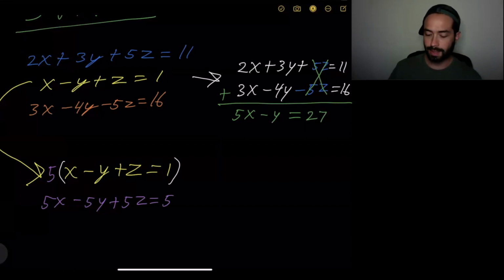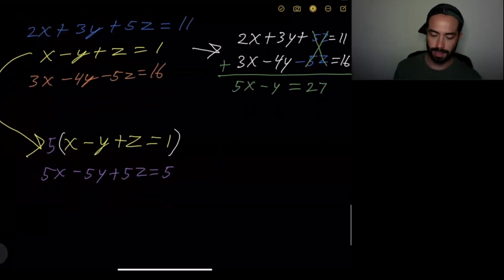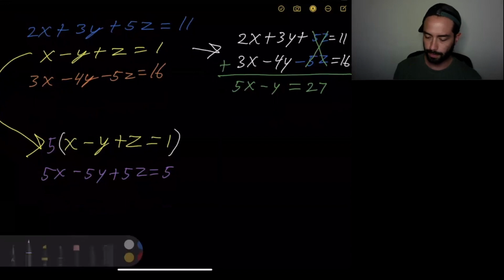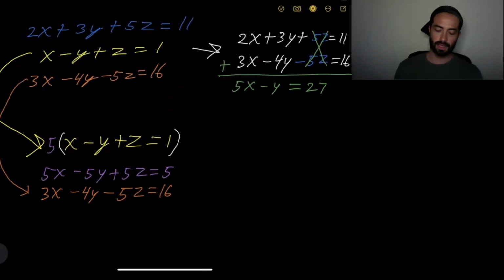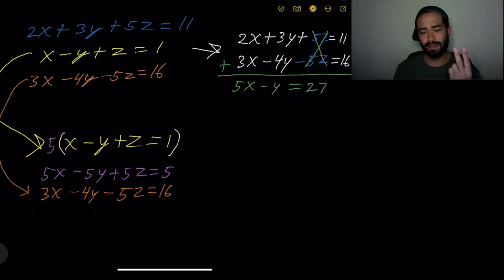All right, and now we can bring down one of the other equations. So let's see, which one do we want to use? Okay, so now I can just take those two equations and combine them. And again, because we have a positive 5z and a negative 5z, I can just add them together. So let's do that.